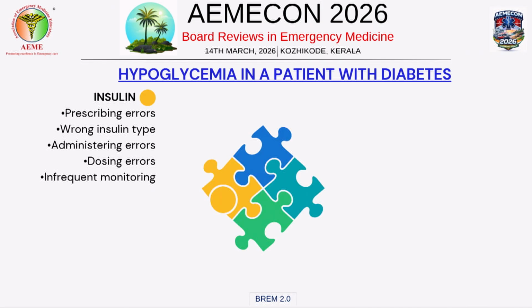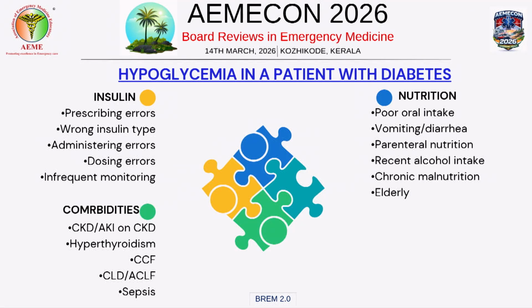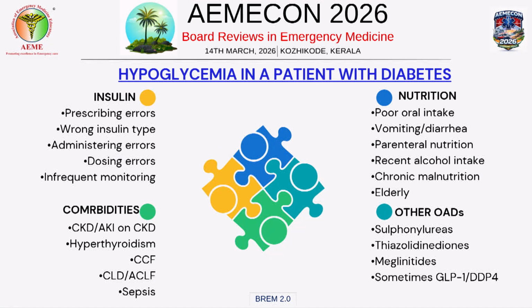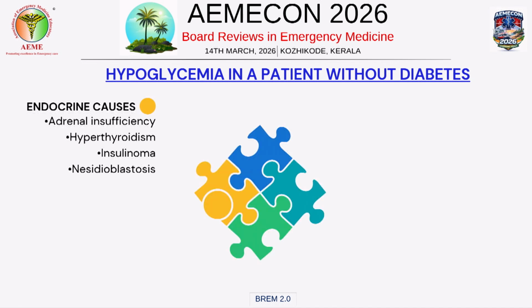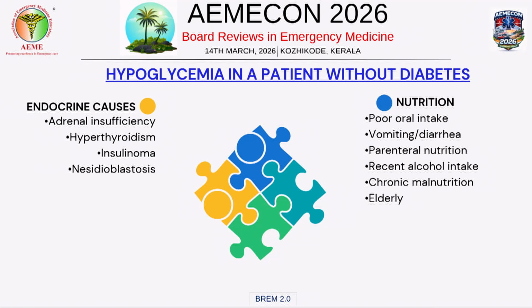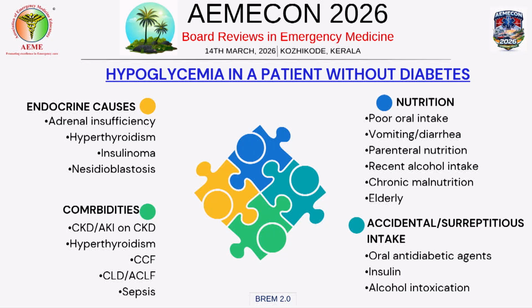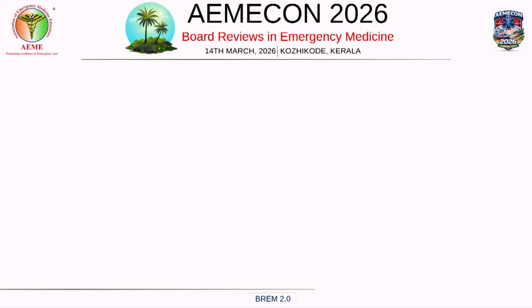Hypoglycemia in patients with diabetes, the common causes are insulin, nutrition, comorbidities like CKD, sepsis, CLD, and other OADs like sulfonylureas. But if the patient is not a diabetic, then the first causes that we have to think about might be an endocrine cause where there is adrenal insufficiency, hyperthyroidism, or insulinoma, and of course these remain the same: the nutrition, the comorbidities, and accidental intake of insulin or other OHAs.